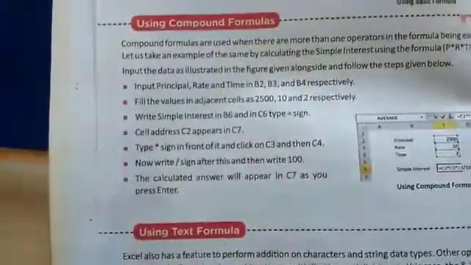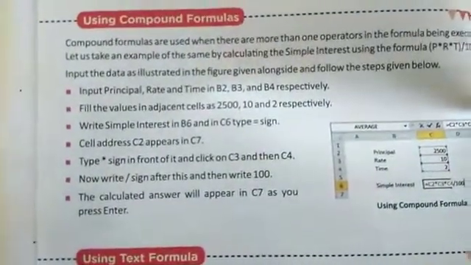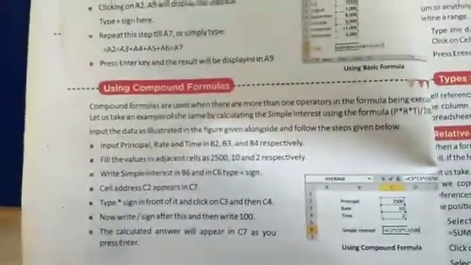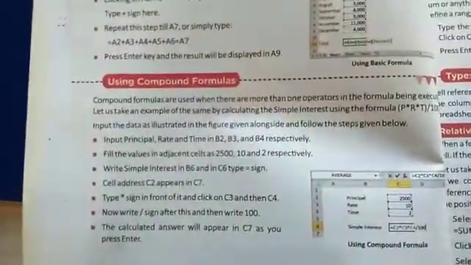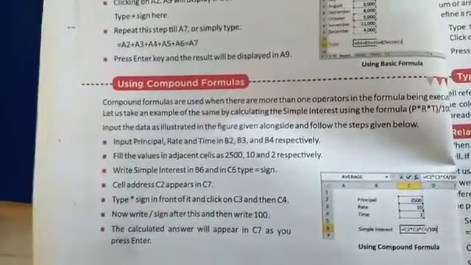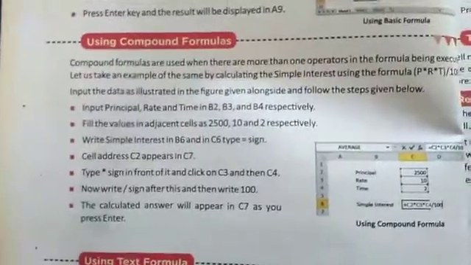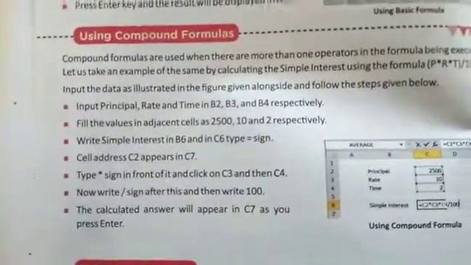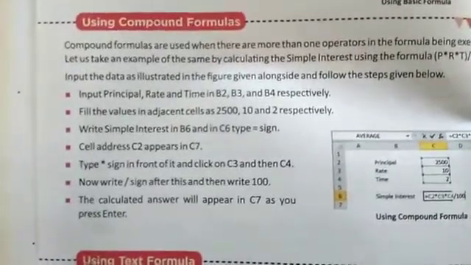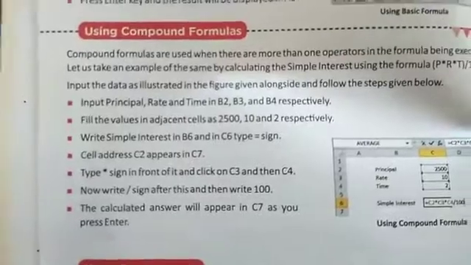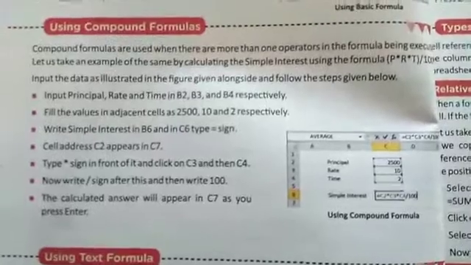Input the data as illustrated in the figure alongside. Input principal, rate and time in B2, B3 and B4 respectively. Fill the values in the adjacent cells as 2500, 10 and 2. You can fill any values, but in this calculation the principal is taken as 2500, the rate as 10 percent and the time as 2 years. Write simple interest in B6, and in C6 type the equal to sign and apply the formula.